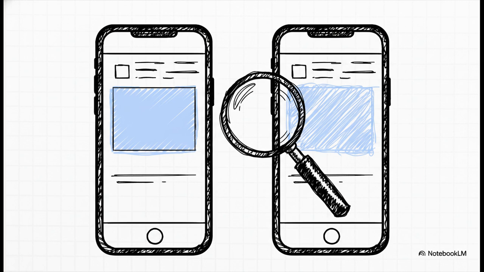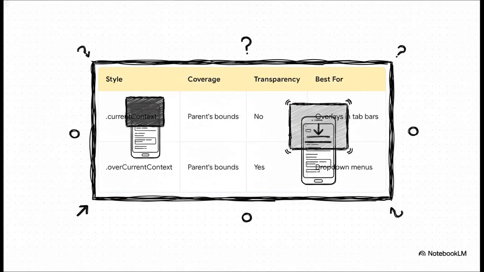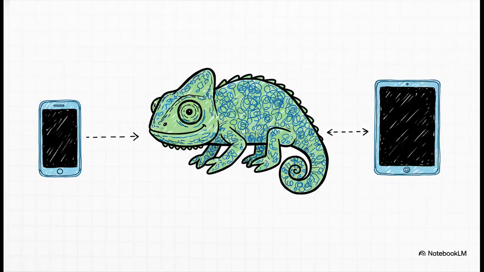Okay, now for a pair that can be a little tricky. They both operate within a smaller part of the screen, not the whole window. But they have one tiny difference that changes everything about how you'd use them. The key difference is all right there in that transparency column. See, .currentContext is opaque. It completely replaces what's underneath it. But .overCurrentContext, that allows for transparency. And that makes it absolutely perfect for things like a custom drop-down menu that appears over the content without completely hiding it.